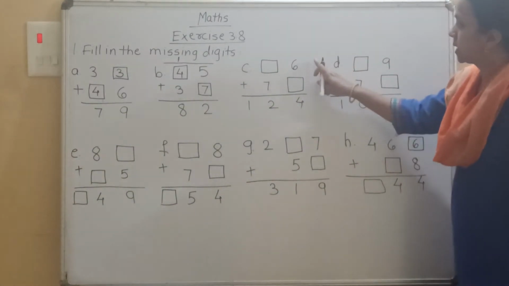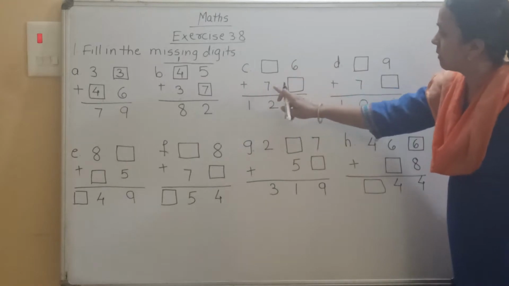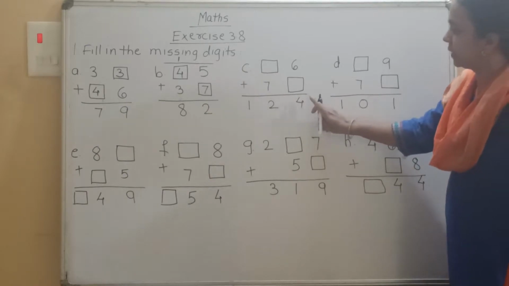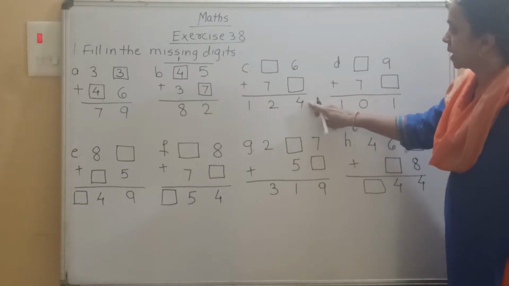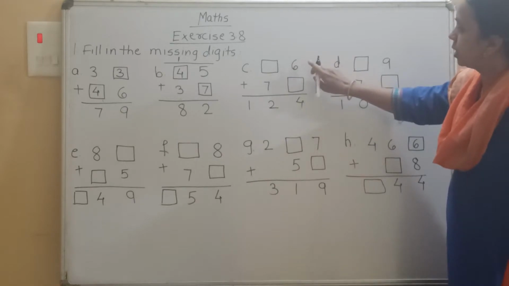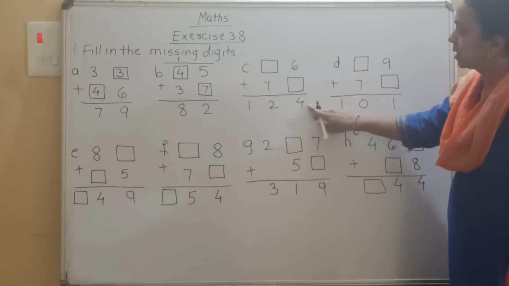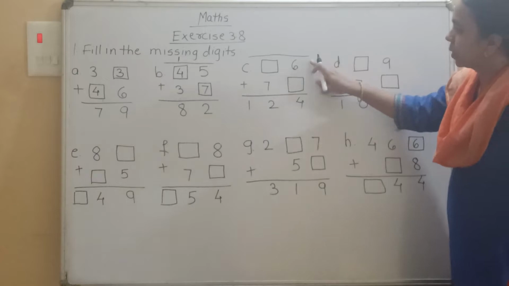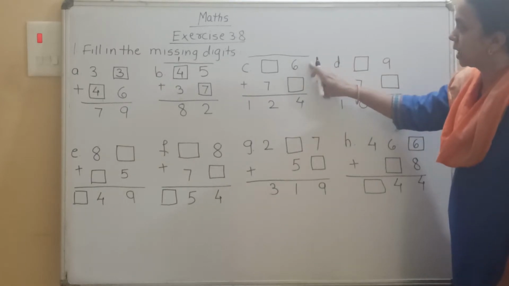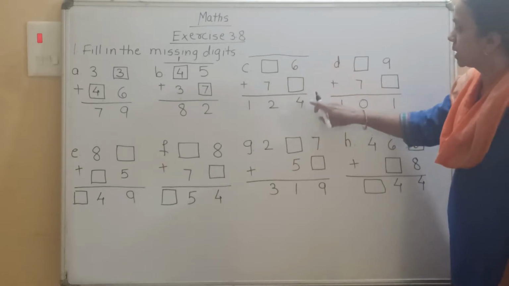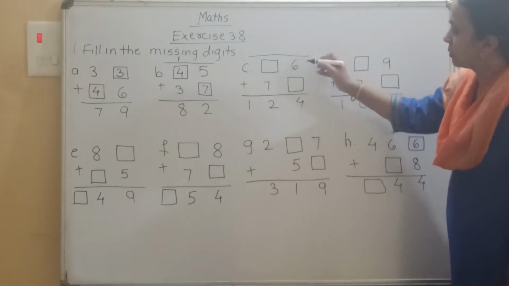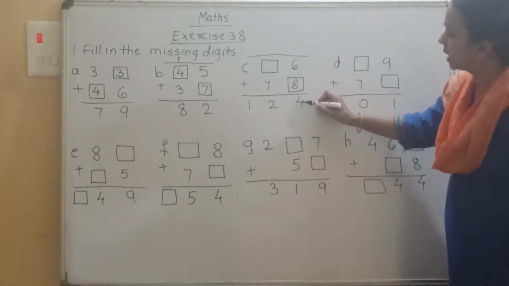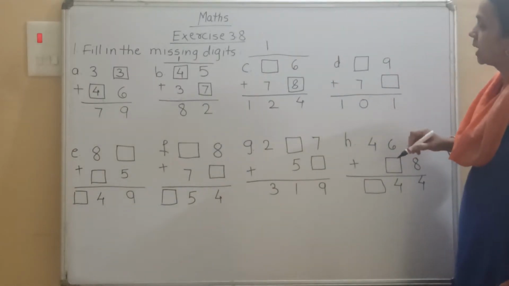Now here 6 empty box plus 7 empty box. The answer is a 3-digit answer. 3-digit answer means definitely it is a carry sum. Okay, now which number if we add to 6 we will get answer 14? This is a carry sum. Suppose we add 8 to 6. 8 plus 6, how much? 14. So we have to write down here 8. 8 plus 6, 14. So we will write here 4. We have to give here 1 carry.